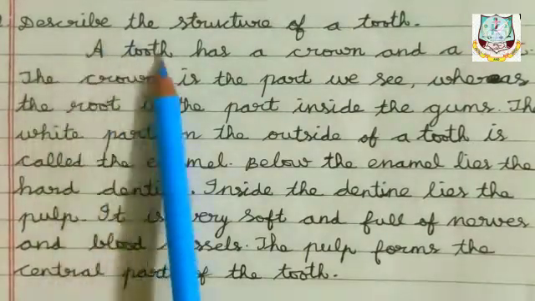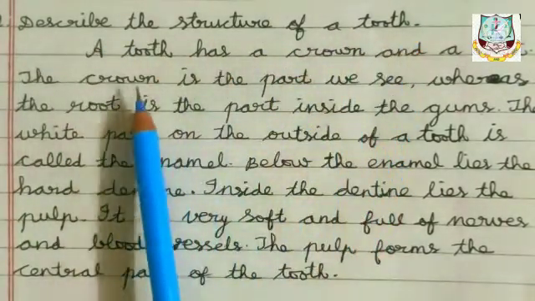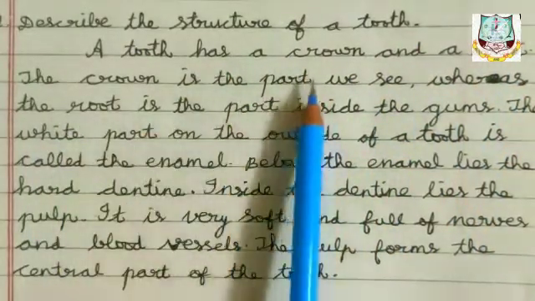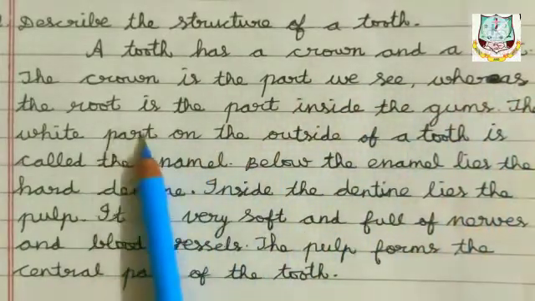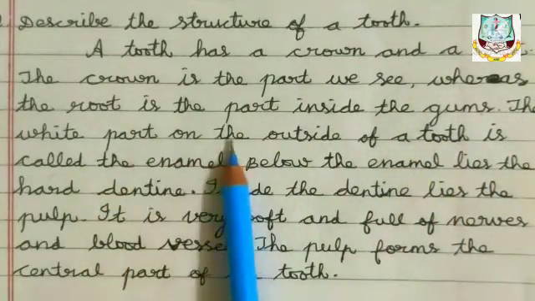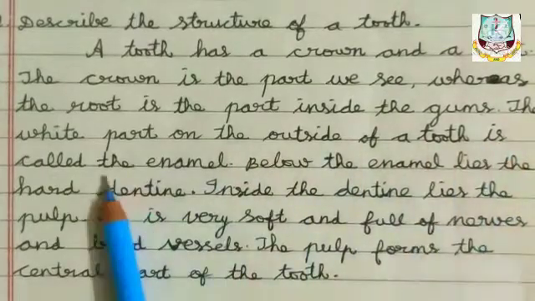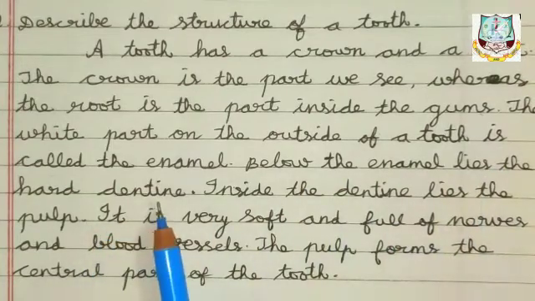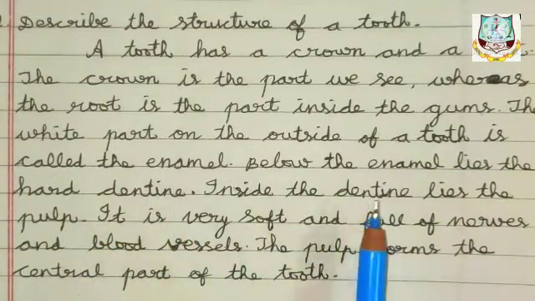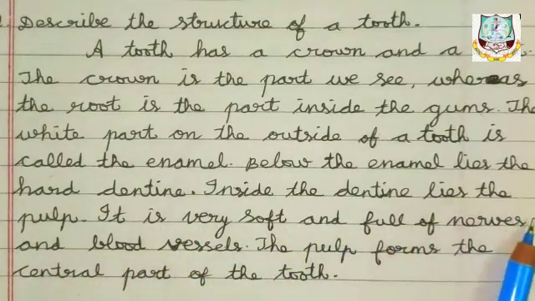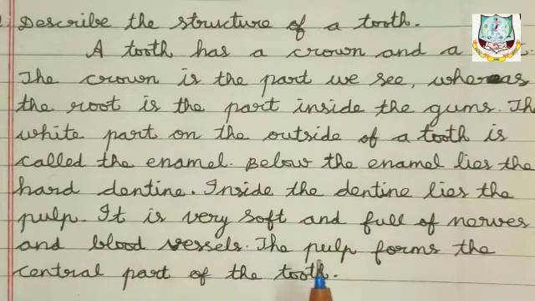Second one. Describe the structure of a tooth. A tooth has a crown and a root. The crown is the part we see, whereas the root is the part inside the gums. The white part on the outside of a tooth is called the enamel. Below the enamel lies the hard dentine. Inside the dentine lies the pulp. It is very soft and full of nerves and blood vessels. The pulp forms the central part of the tooth.